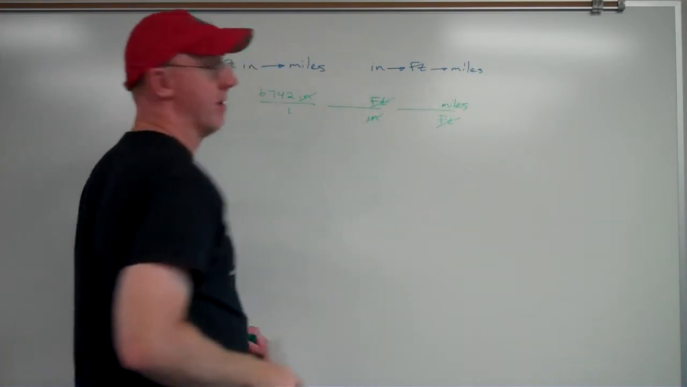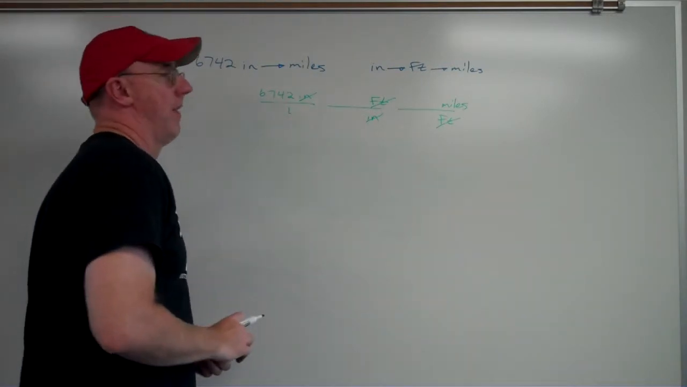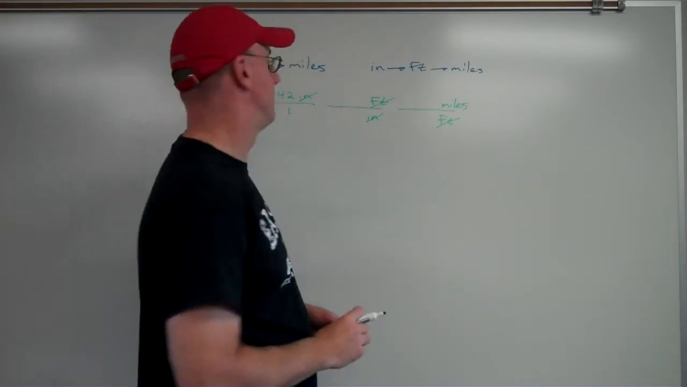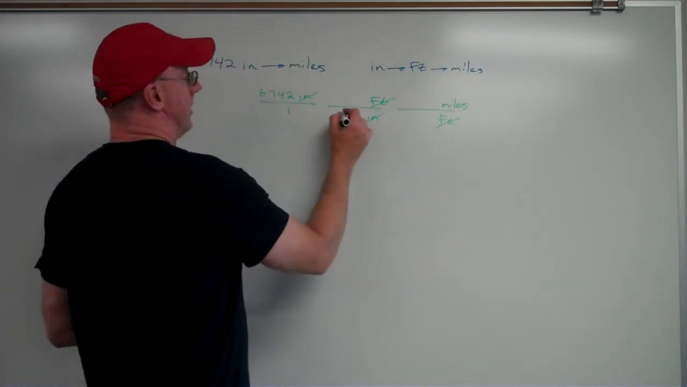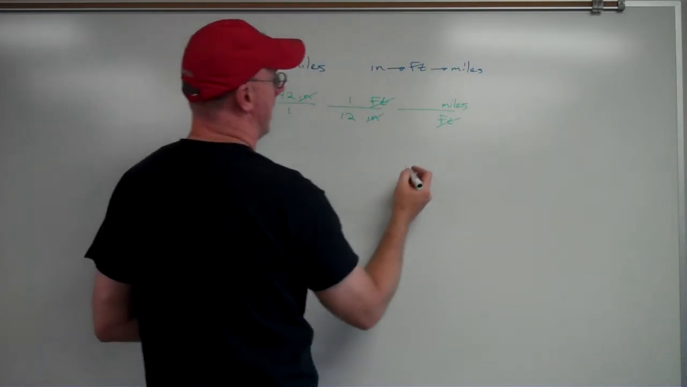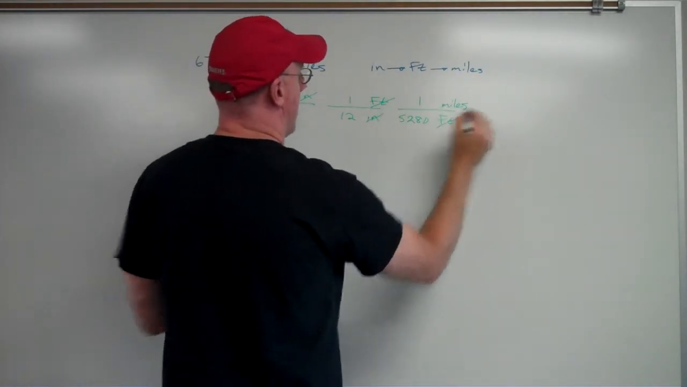And again, the numbers are almost secondary. Put the numbers in last if you want. The method is all about the units. It's all about the labels. So some people call this the factor label method. So there's 12 inches in a foot and 5280 feet in a mile.